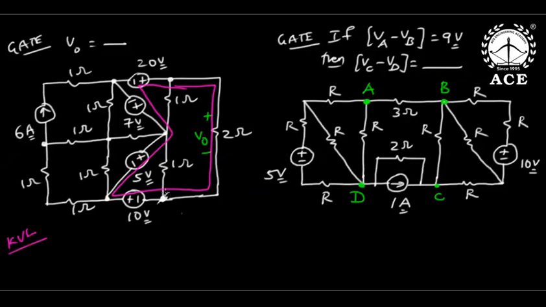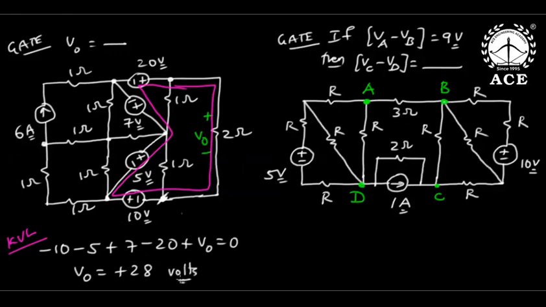So I'm starting from here, everybody. Minus 10, minus 5, plus 7, minus 20, plus V naught is 0. V naught is, now this is 25, 10, 35, minus 7, plus 28 volts. Yes, plus 28 volts. Though he gave so many things to confuse, V naught is 28 volts.